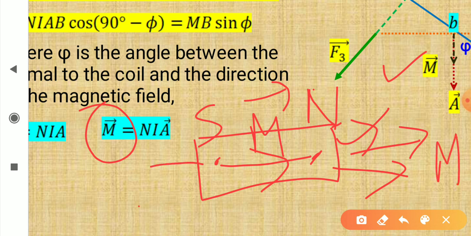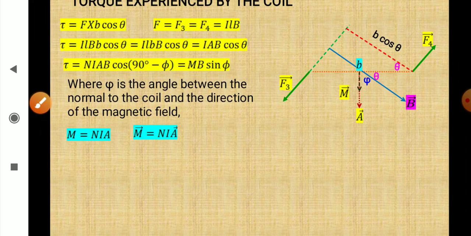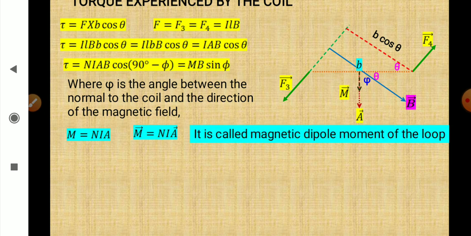And if the magnetic field lines are inwards to the coil, then in this situation also, the direction of the magnetic dipole is this one. Okay. You will require these things while doing your numerical problems. So it is called magnetic dipole moment of the loop.